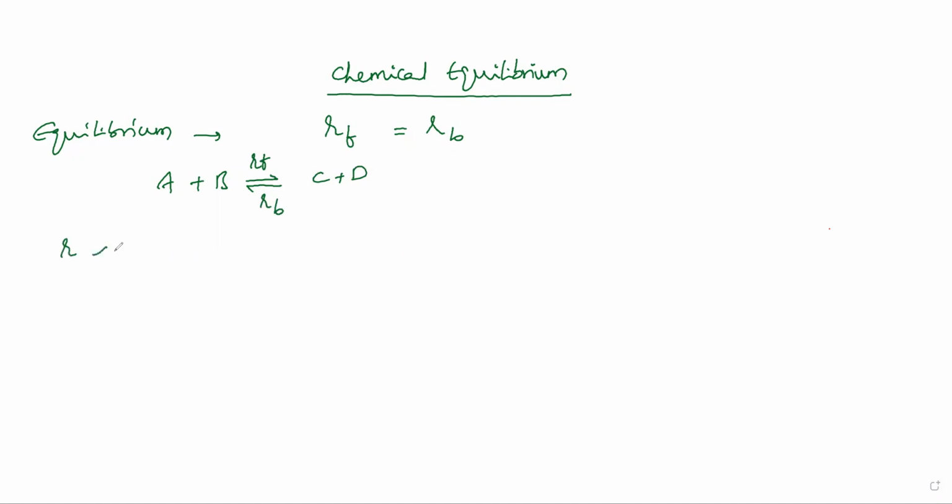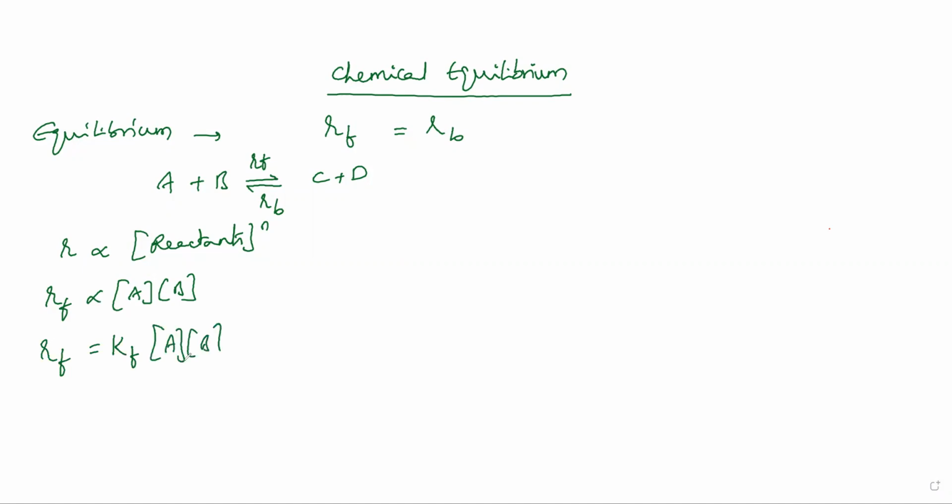Okay. Generally, rate of reaction is always proportional to concentration of reactants raised to the power n. Now, in this case, what is rate of forward reaction? Rate of forward reaction is proportional to the reactants for the forward reaction, A and B. Similarly, Rf is equal to, removing proportionality and introducing a constant Kf, Kf into [A][B]. So what is Kf? Rate constant for forward reaction.